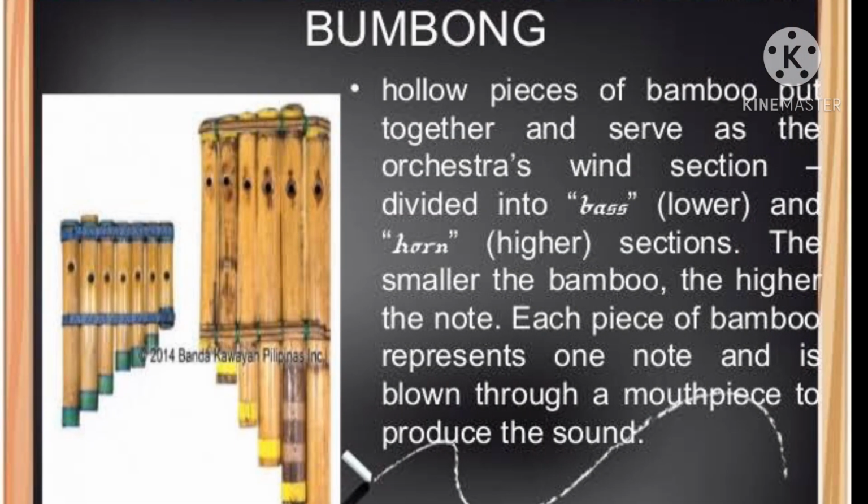Another ensemble is the Musikong Bumbong ensemble. It is made of hollow pieces of bamboo put together and serves as the orchestra's wind instrument. There are lower and higher sections; the smaller the bamboo, the higher the note. Each piece of bamboo represents one note and is blown through a mouthpiece to produce the sound.